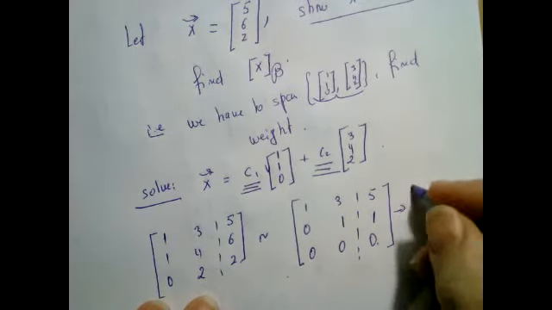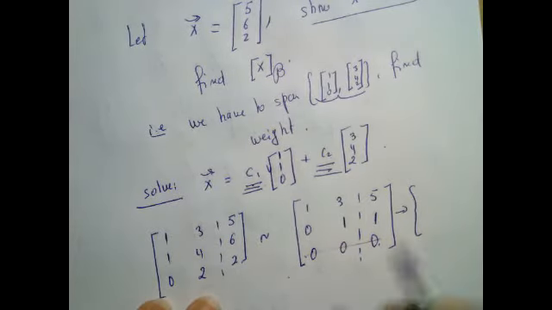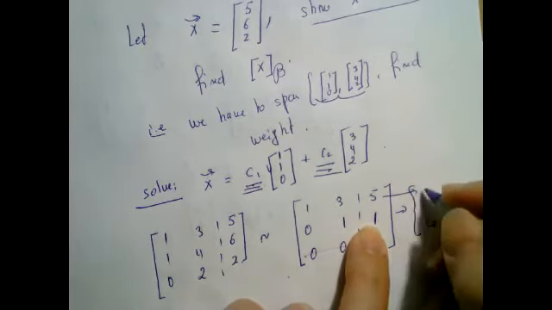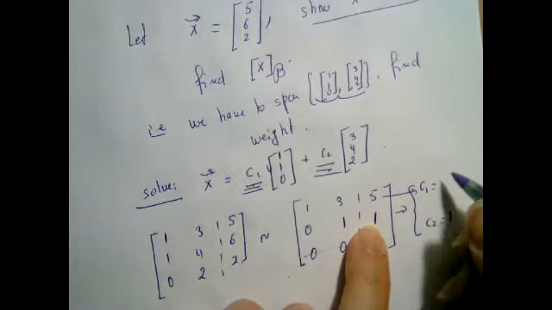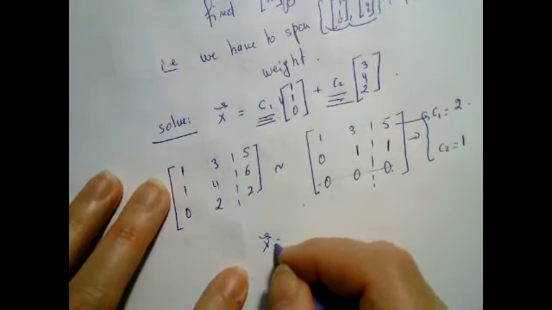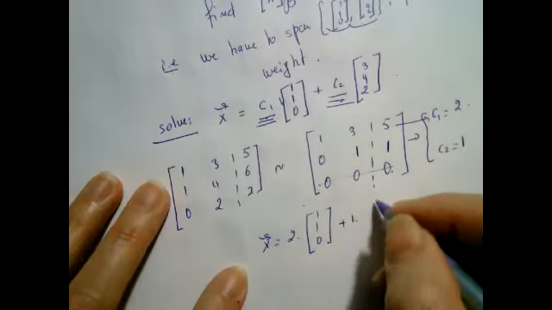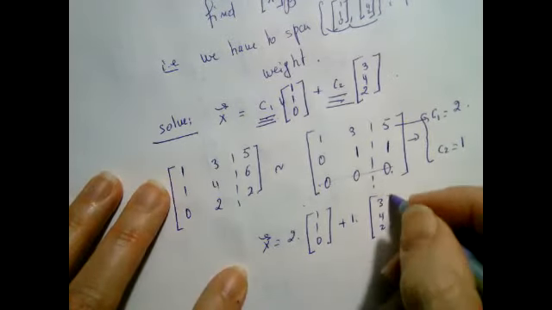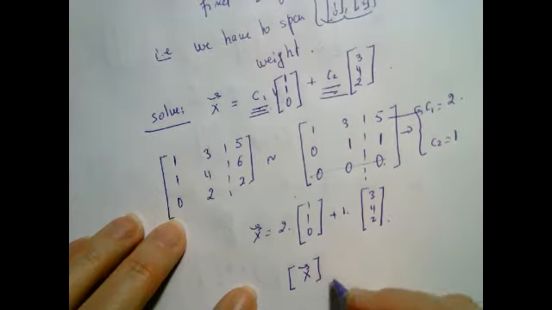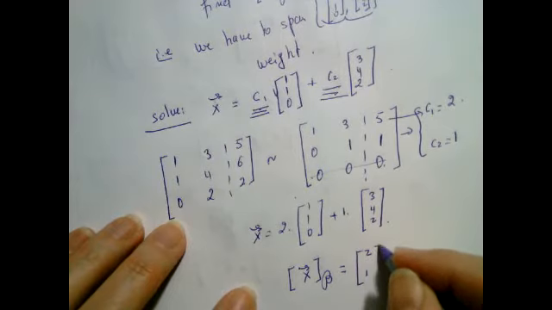So now we solve. Remember, we have only 2 unknowns, not 3. Having this row doesn't mean you have another unknown. This first row will read C2 equal to 1. And this line will read that C1 is 5 minus 3, which is equal to 2. Means my vector X is 2 times 1, 1, 0 plus 1 times 3, 4, 2. Means the coordinate of my vector X with respect to the basis B is 2, 1.